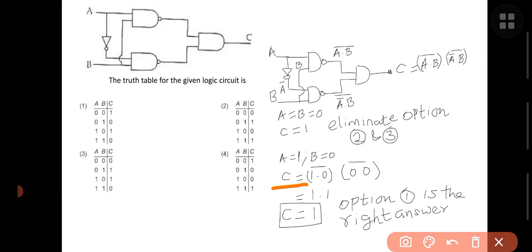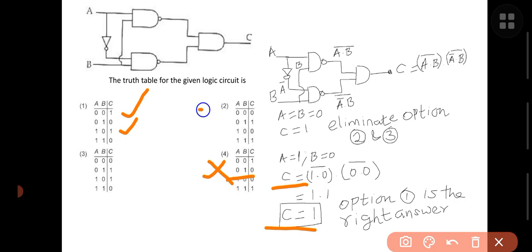So the C will be 1. C is 1. Check options 1 and 4. When inputs are 1 0, output should be 1. Here in the fourth option, if A is 1 and B is equal to 0, C becomes 0. So this is wrong, and we can eliminate option number 4.